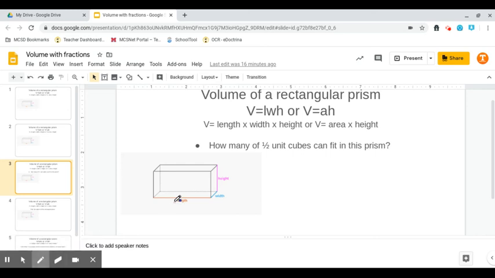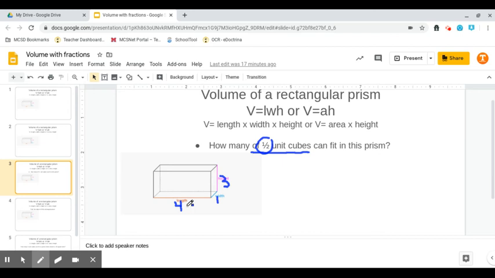Okay, so in order to do this, I need to give it some dimensions. Let's give this a side of 4. This will be a side of 1, and this height will be a side of 3. So if we're going to find the regular volume, 4 times 1 times 3 is 12. Okay? But we don't want to know the volume. It says how many half unit cubes can fit there. So a unit cube is one of these things with all the sides being a half.